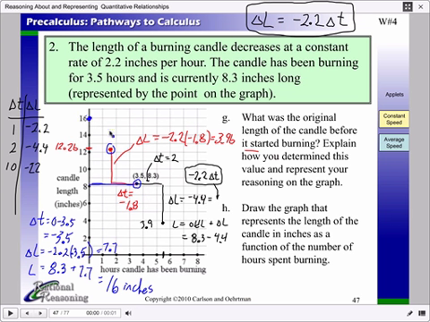Okay, and so then, as time goes by, we could find every point, right? What is a graph? It's a collection of points, each point represents a time and a corresponding length. The blue one would be the graph of the candle decreasing at a constant rate as time goes by. Anybody have a question?